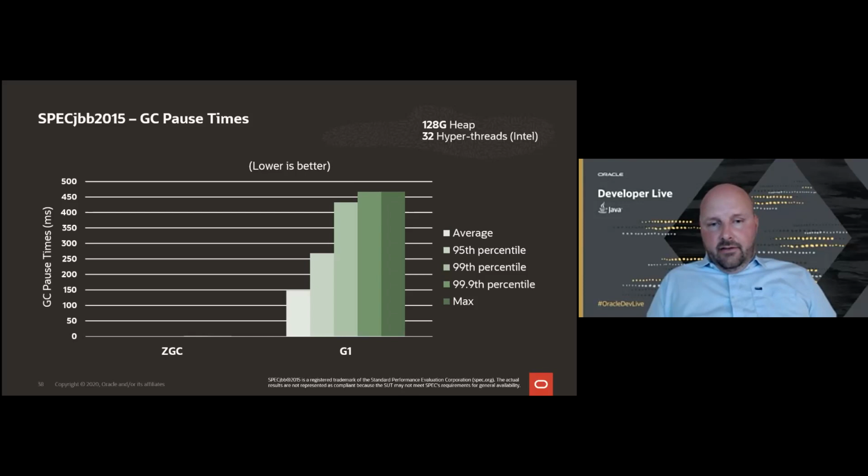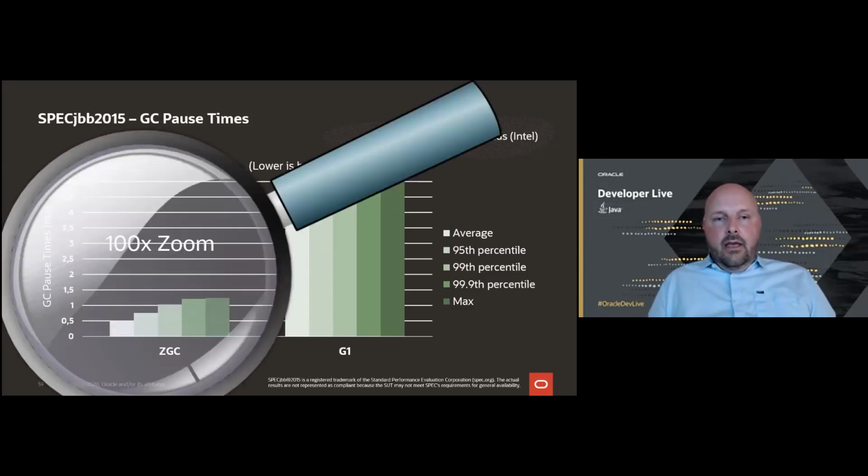And if we look at ZGC, I haven't actually removed the bars here. The pause times are so small that they don't register on this scale. So if I change the scale, instead of 0 to 500, we go to 0 to 5 milliseconds. In other words, zooming in by a factor of 100, it looks like this. On average, ZGC on this workload has a pause time of around half a millisecond, and max pause time is just above 1 millisecond.